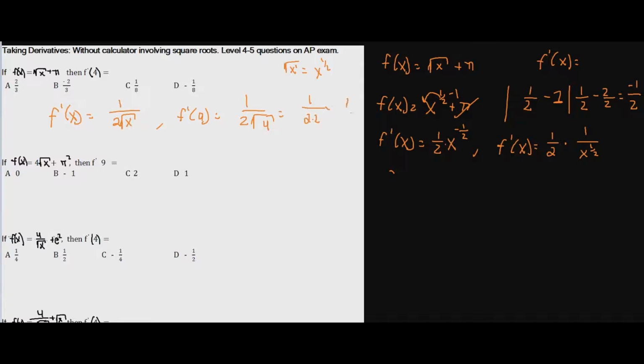1/2 times 2. Oh, this is 1/4. Okay, and that would be my instantaneous rate of change. Notice how it's not on the multiple choice. I must have made a mistake, so it should be 1/4. Let me just rewrite this over here in the corner.